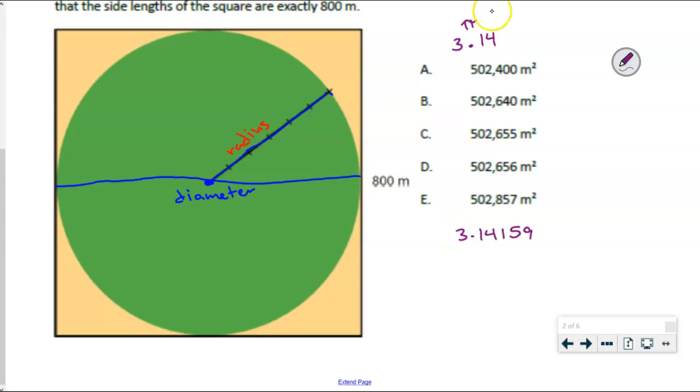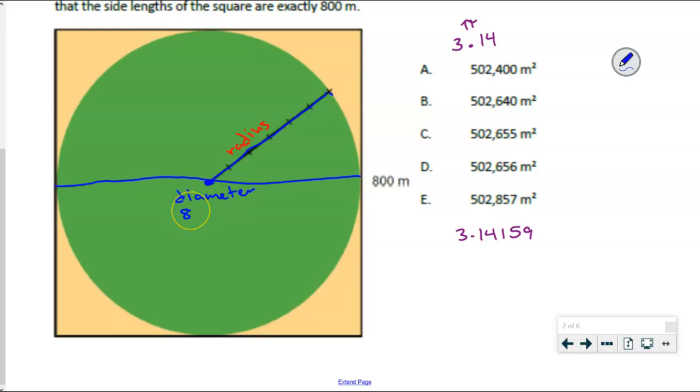3.14159. Okay, so there are some other approximations. We can use the calculator's version of pi. We can use 3.14. We can use the approximation 3.14159. Give that a try. Find the area using different versions of pi and see what you end up with. I'm going to pause the recording as students work on this. Ready, set, go.